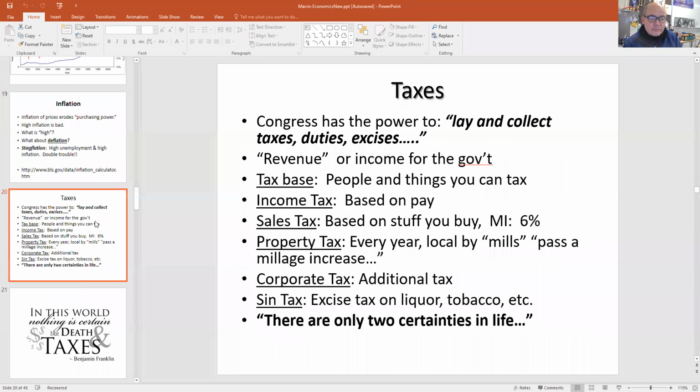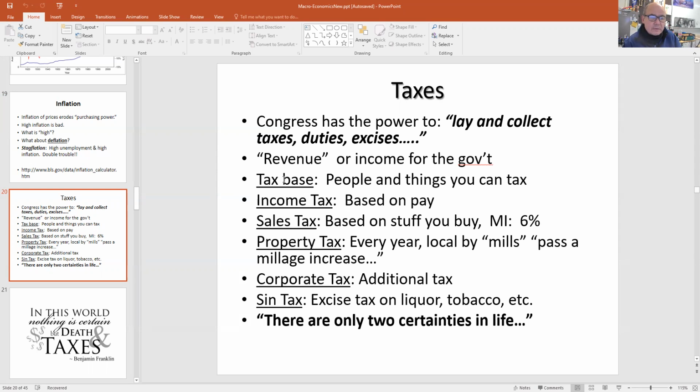So we're going to transition from inflation to taxes. Most of you have a decent understanding of what taxes are. In the Constitution, it says Congress has the power to lay and collect taxes, duties, and excises. Duties and excises are simply different types of taxes, on imports, goods and services, those sorts of things. The reason we have taxes, obviously, is to pay for government services: police protection, building roads, parks, bridges, paying teachers, for example.